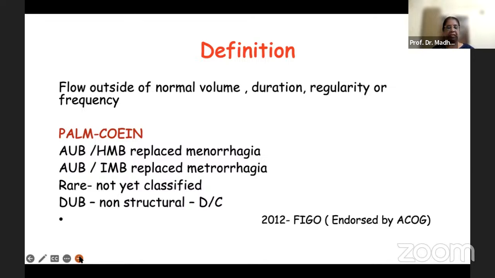And AUB-HMB, that is heavy menstrual bleeding, has replaced the term menorrhagia. We do not use the term menorrhagia nowadays. And AUB intermenstrual bleeding has replaced the term metrorrhagia. There are other parts, that the I is iatrogenic, and N is not yet classified. I'll be dealing with these later.